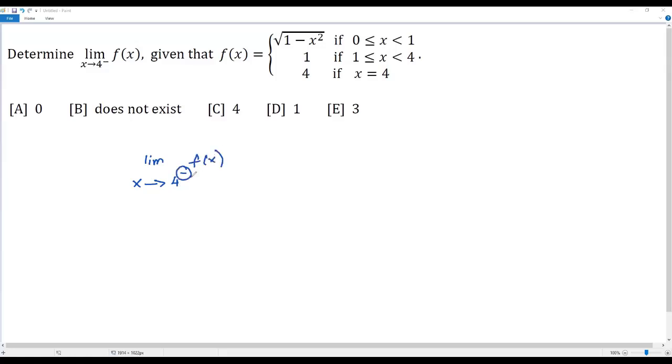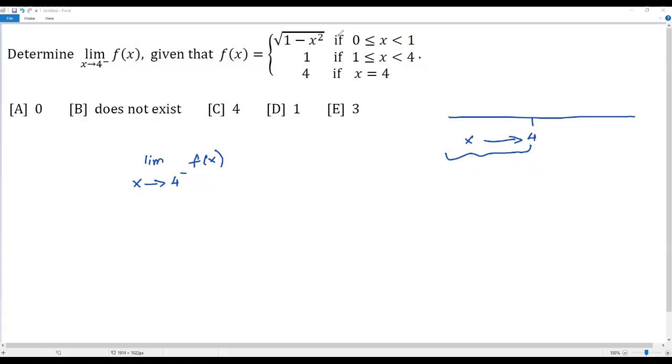Okay, so what does the negative sign we have over here indicate? It indicates the left side limit of this 4. That means, let me draw a real number line and mark the number 4 on it. So x tends to 4 negative means it's a left side limit, that is x approaches 4 from its left side. So when x approaches 4 from its left side, what can be the values we have for x? All the values of x over here will be less than 4.